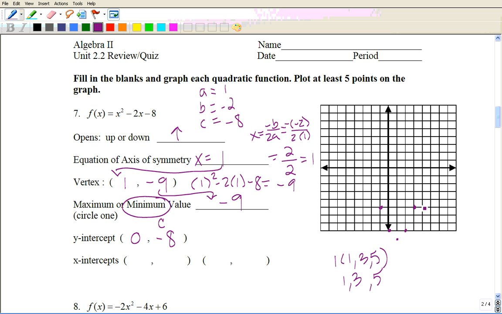And the next time we go out 1, up 1, 2, 3, 4, 5. And just so you know, the pattern does keep going 1, 3, 5, 7. So if I went out 1, I go up 7. Okay, so let me connect all of my points. Okay. So the x-intercepts are at negative 2, 0 and 4, 0.